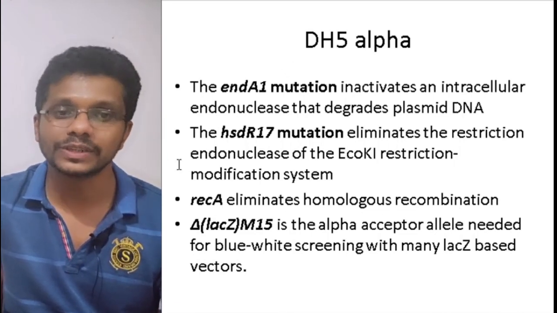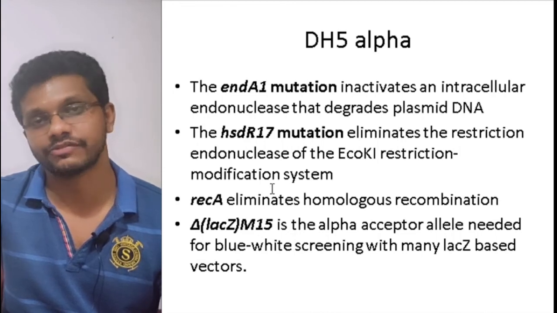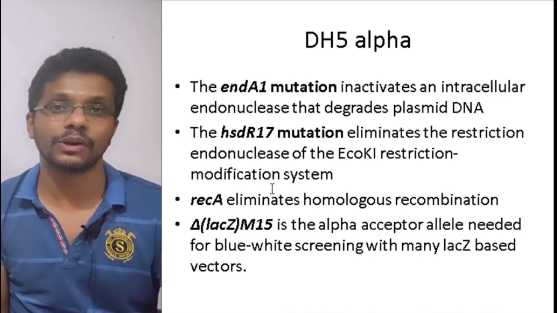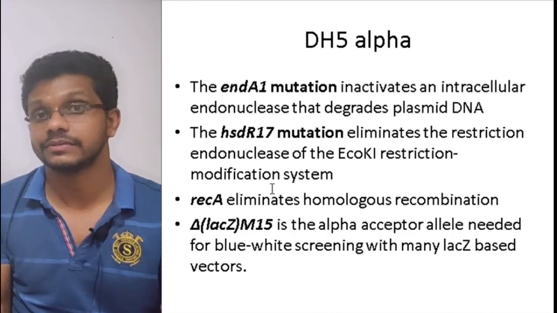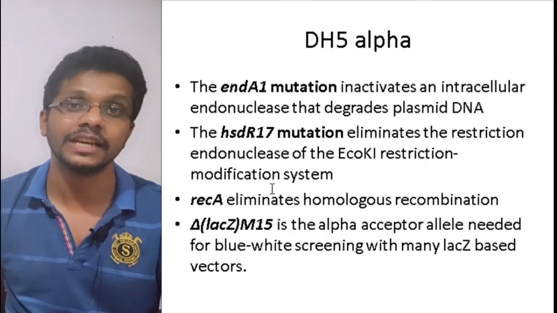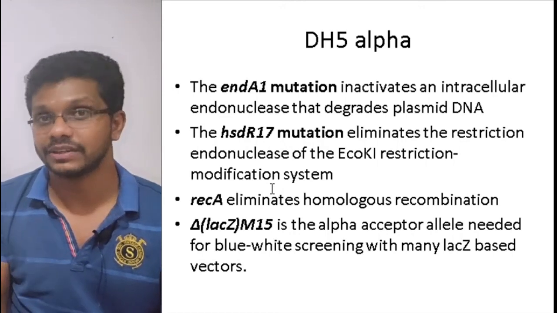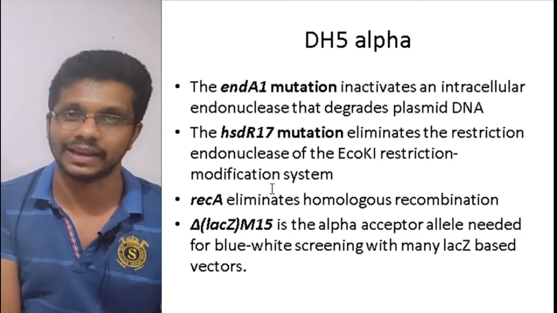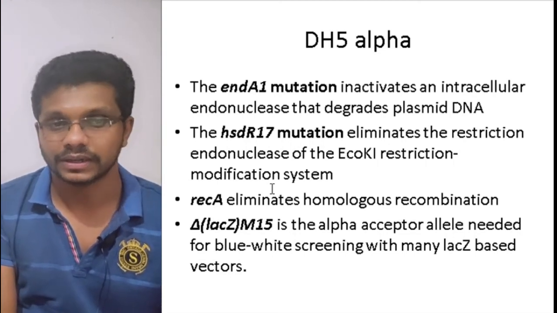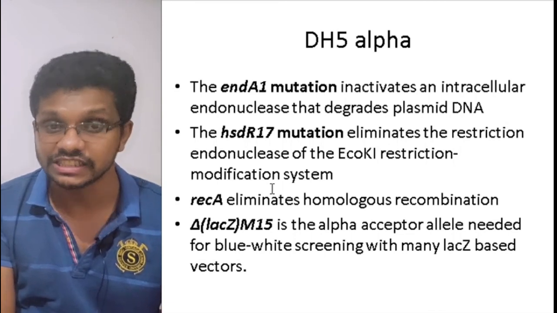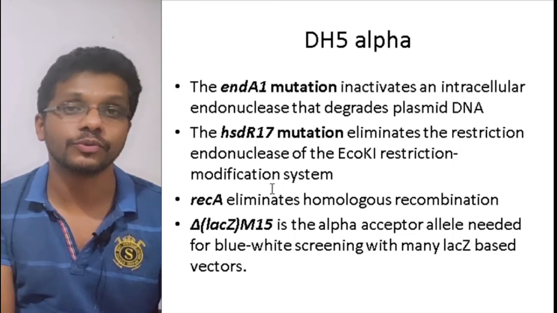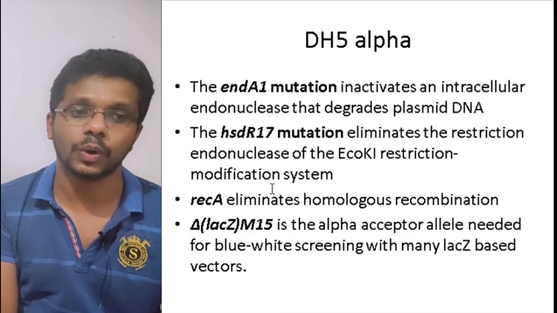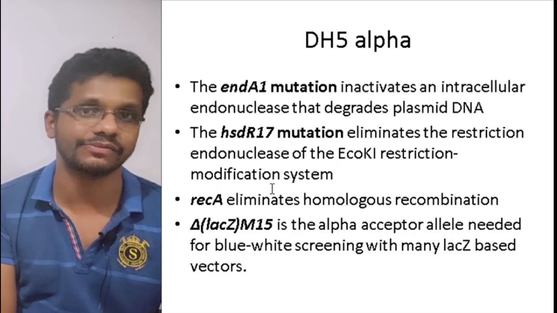So all three mutations improve the recombination frequency, because a normal Escherichia coli will have endonucleases which are designed to cleave foreign DNA. But DH5 alpha does not have that. We have eliminated those genes so that the transformation frequency will be high. On top of that, we have the lambda lacZ delta M15 gene. This codes for the omega peptide. So alpha complementation is possible in DH5 alpha.